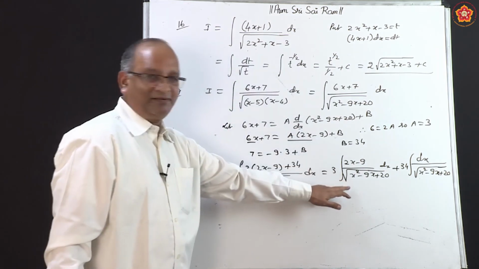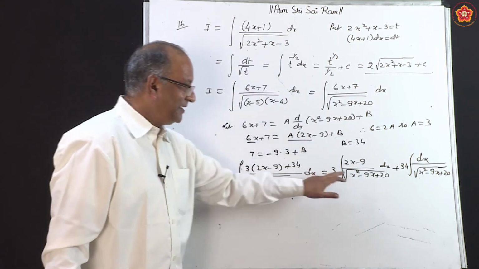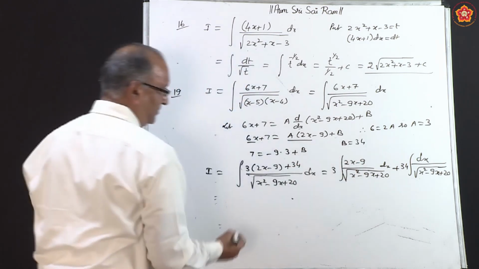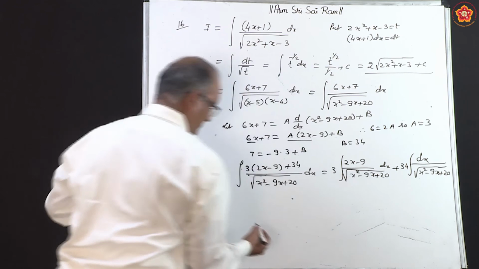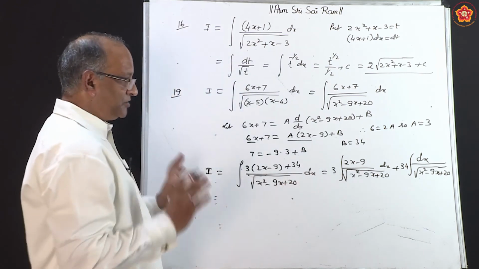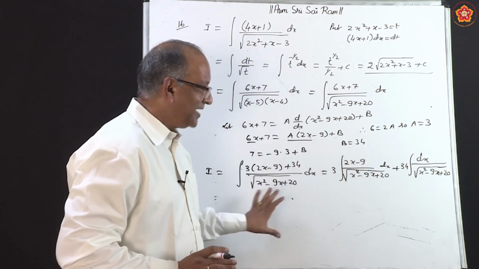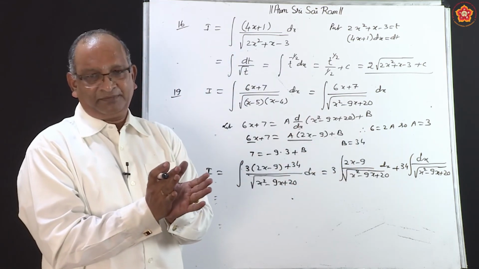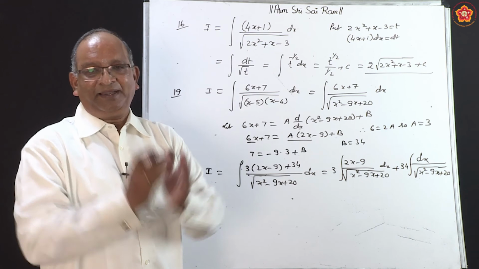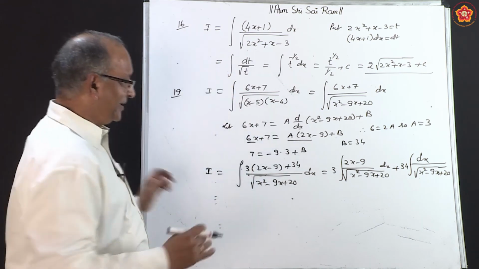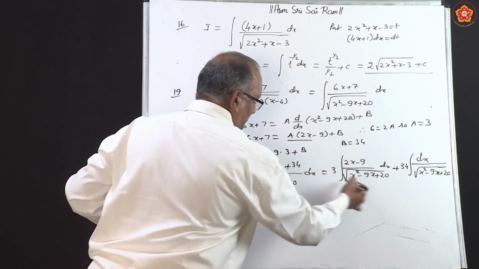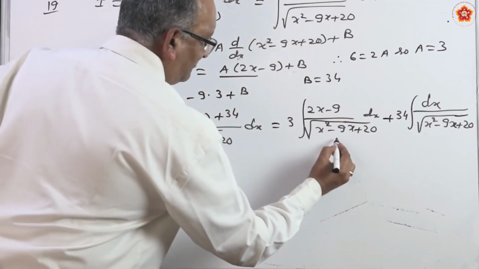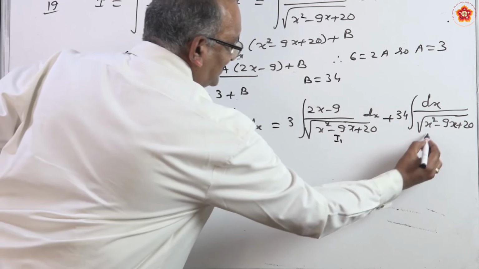First integral, very easy. How? Simply take the denominator as t, and the numerator becomes dt. What you can also do is take this integral, get the answer, take the second integral, get the answer, and then club them together. That will be easier than writing the whole thing again and again. So let us say we are trying to do this first. Let us say we call this I1 and this as I2.